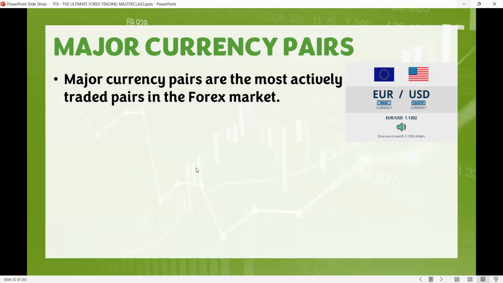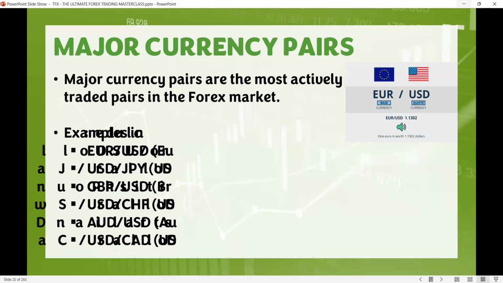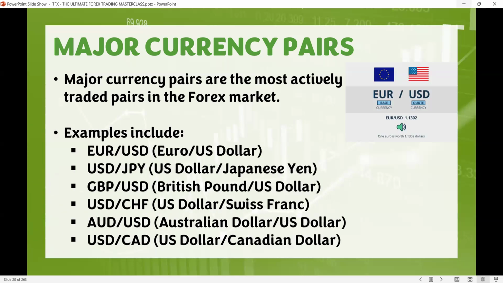So what are the major currency pairs that we have? I'll give you about six of them. We have the Euro USD. We have the USD JPY. USD means US dollars. I've mentioned it before, so you need to take note of all this.